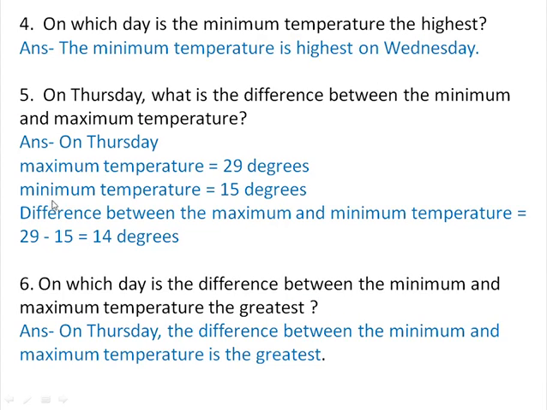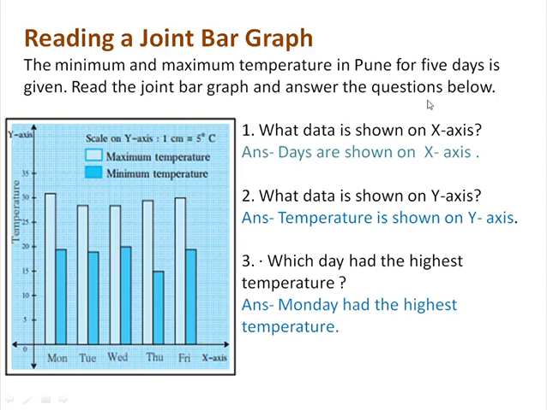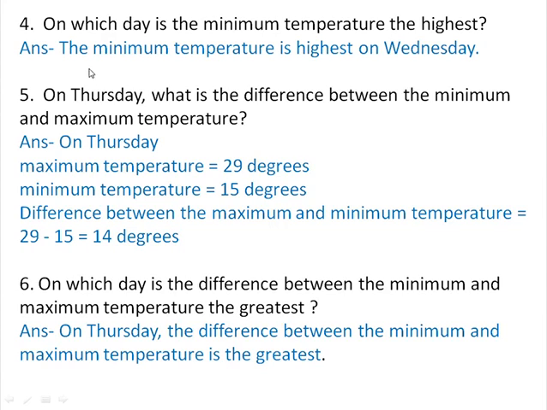Now next question. On which day is the minimum temperature the highest? Now again we will go on the bar graph. Now let us see the question. On which day is the minimum temperature the highest? Minimum temperature that is shown using dark blue color. Now look at the bars of all the 5 days, that is Monday, Tuesday, Wednesday, Thursday and Friday. So which bar is bigger one? Here the bar of Wednesday is bigger one. Now here the minimum temperature is highest on Wednesday. So we will write the answer here. The minimum temperature is highest on Wednesday.